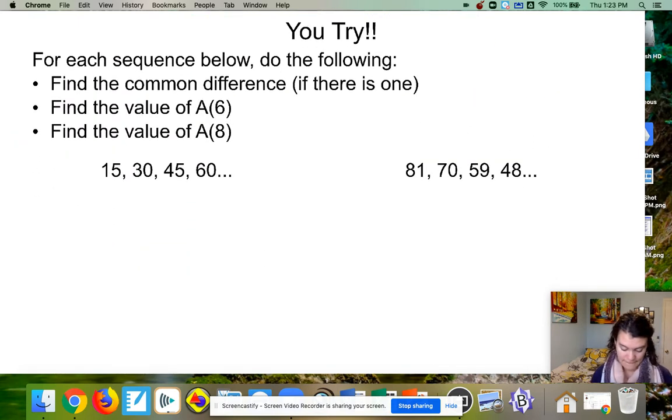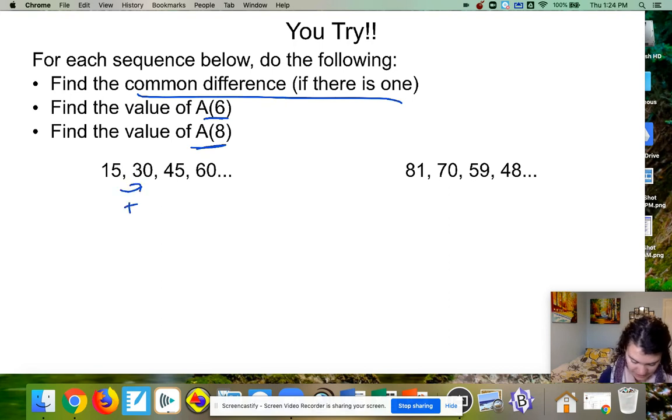Okay, so you try. Here we have two sequences. We want to figure out what is the common difference, if there is one, and then what is the value of A6 and A8. So to go from 15 to 30 to 45 to 60, we're adding on 15 each time. So the common difference, which we'll call D, is 15.